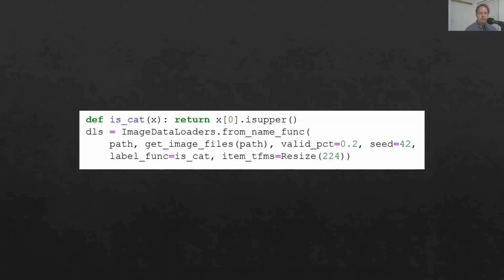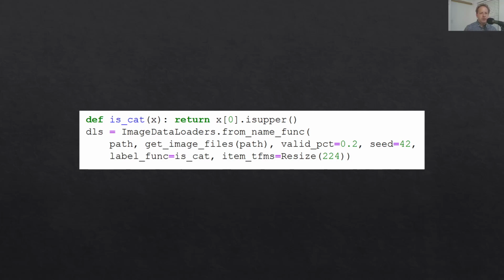The first thing I want to do, though, is point out that this particular labeling function returns something that's either true or false. And actually, this data set, as we'll see later, also contains the actual breed of 37 different cat and dog breeds. So you can also grab that from the file name. In each of those two cases, we're trying to predict a category. Is it a cat or is it a dog? Or is it a German Shepherd or a Beagle or a Ragdoll cat or whatever?